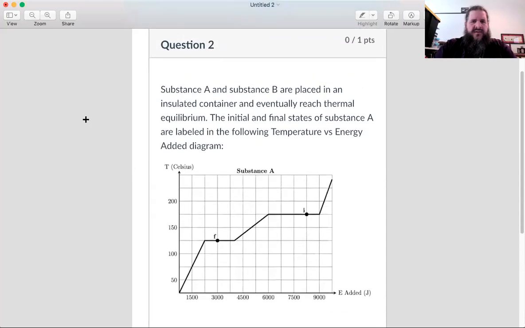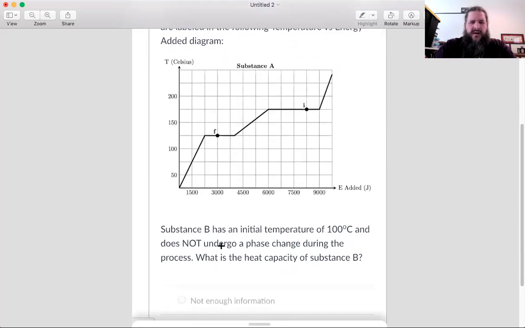So here, question 2, let me zoom in on that a little bit. We've got 2 substances placed in an insulated container, eventually reach thermal equilibrium. And we have the initial and final states of substance A. So this one's a little different. It shows us a full graph for substance A, and not only shows us initial, but also shows us final. And we know substance B, we don't really have a chart for substance B, but we know its initial temperature is 100. We know it does not undergo a phase change, and we want to know the heat capacity.